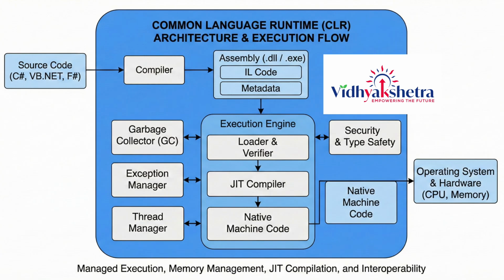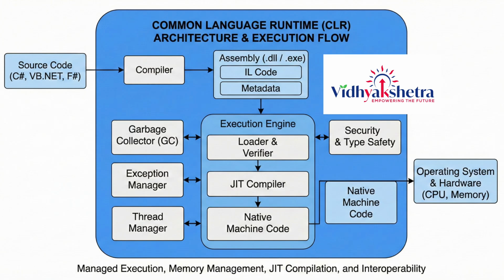An assembly is the basic deployment and execution unit in .NET. It can be either an executable file or a dynamic link library. Each assembly contains IL code, metadata, and a manifest. The manifest includes information such as the assembly name, version number, culture, and the list of referenced assemblies. This design helps avoid version conflicts and dependency problems that were common in older application models.